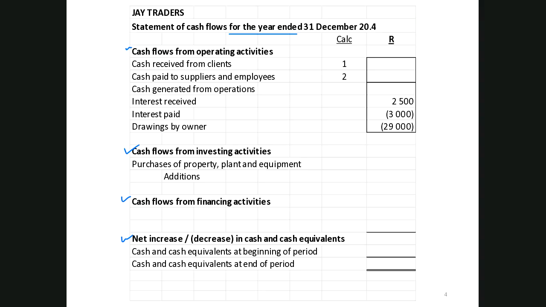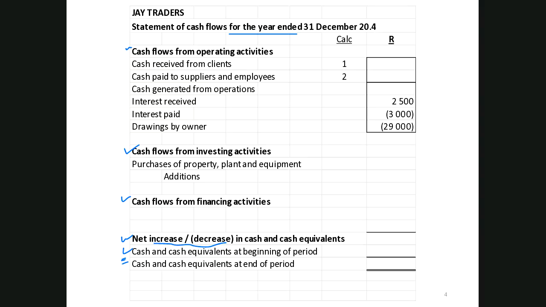So if there's an inflow, it will be positive. If there's an outflow, a decrease in cash, it will be in a bracket. And then we start with the cash and cash equivalents at the beginning of the year. We add the increase or decrease in cash for the year, and that will give us the amount we have in the bank account and the cash amount at the end of the year. So you get your format down based on what the required was in the question.